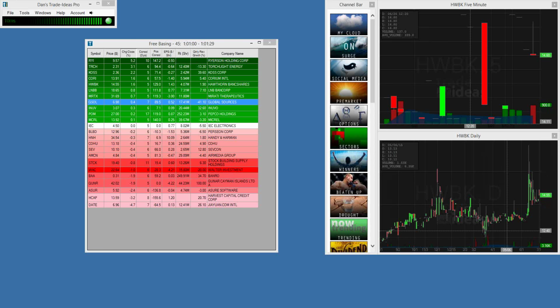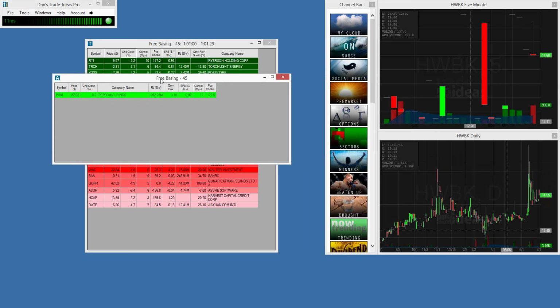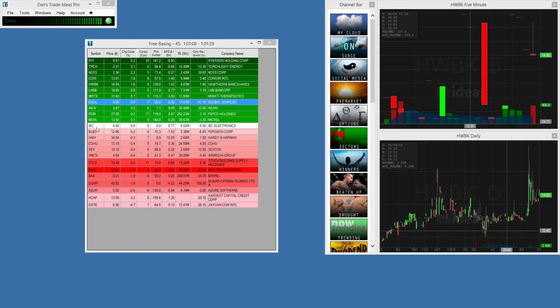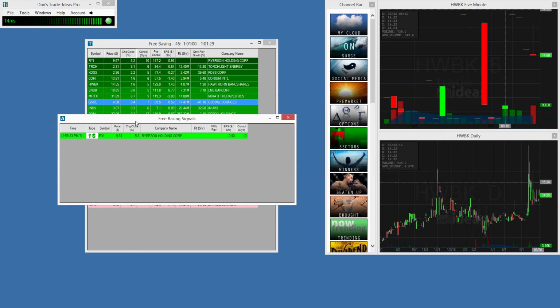Then you paste it into a window, and there you have it. Rebasing 45. That's the power move, okay? Because now what you've gone from is just this, where you see a list, to signals. So let's talk about this, okay?